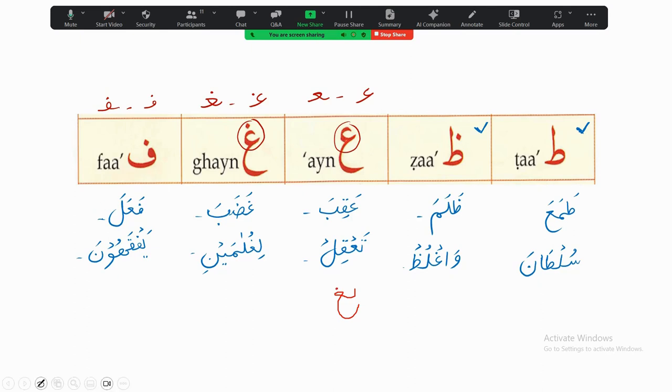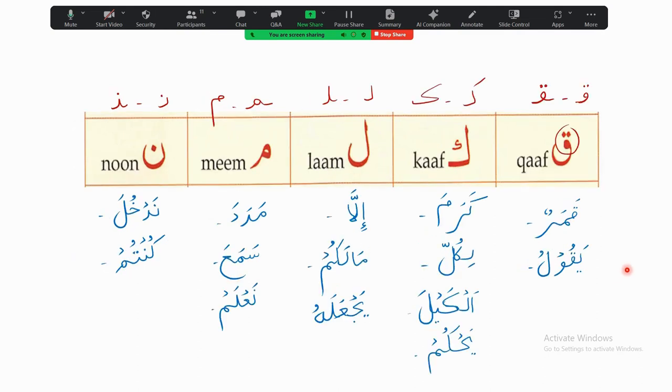Let's move on to the next letter, fa. For the fa letter, we just take the first portion of it when it comes at the start of words, and we say fa'ala. Here the fa letter is at the start, so it looks like this. When it comes in the middle, it will look like this, and we say yafqahuna. Here fa is in the middle, so the shape is like this. Okay, let's move on to the next letters as well.